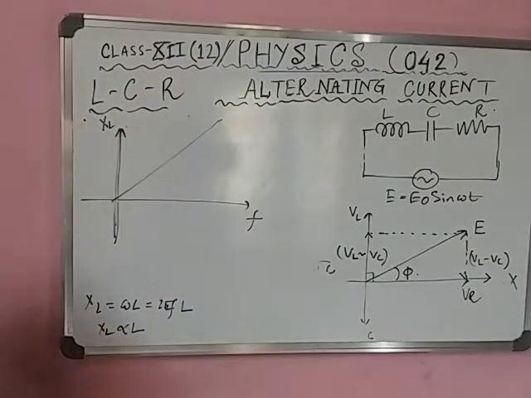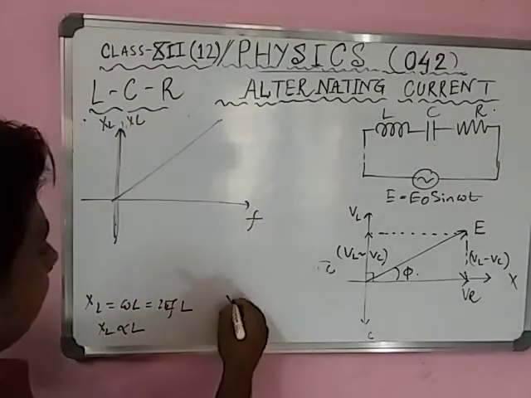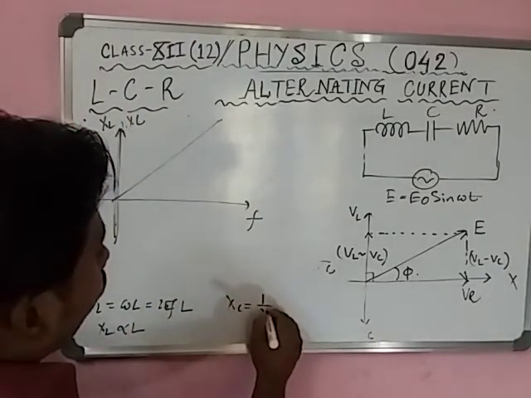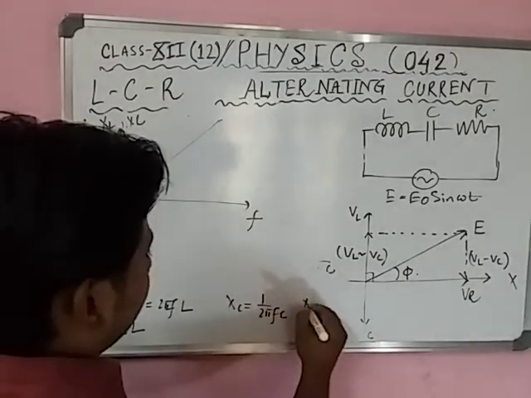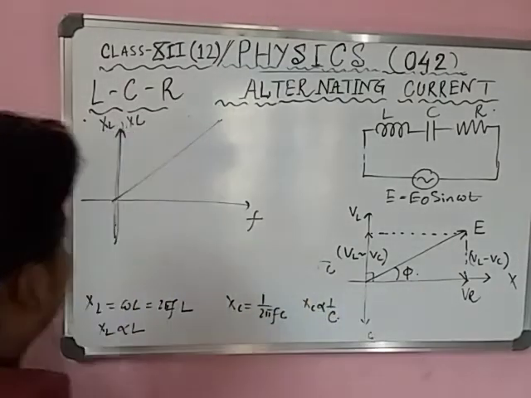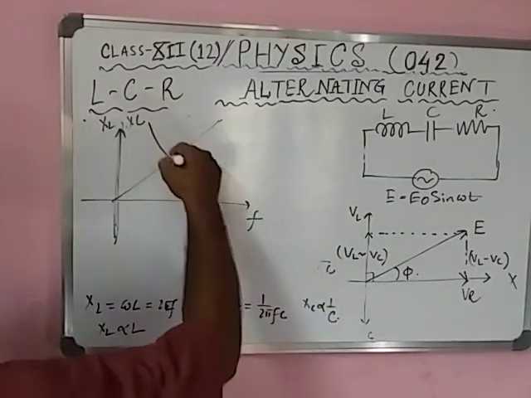Now, if we plot XC versus f, what happens? XC is equal to 1 by 2 pi f C, because it is 1 by omega C. So XC is inversely proportional to frequency. So the graph will be like this.